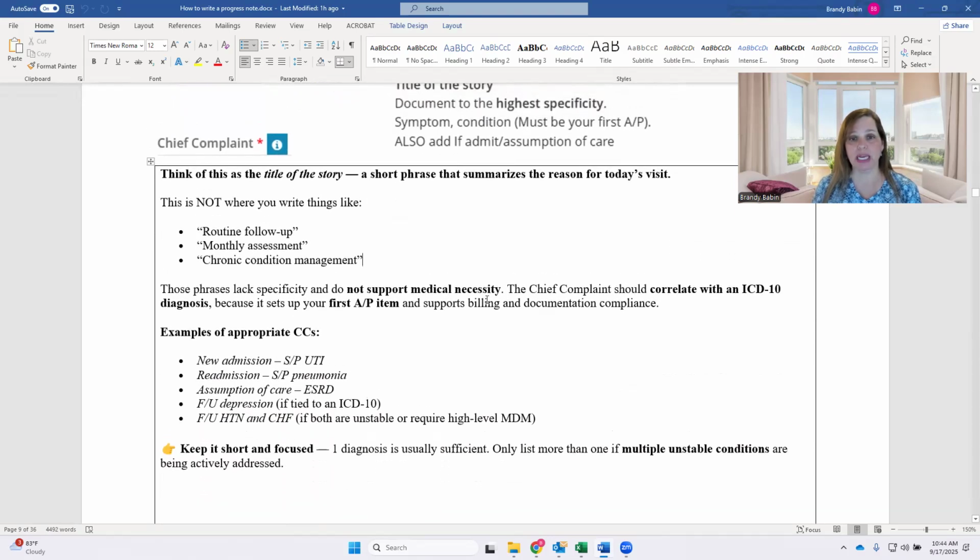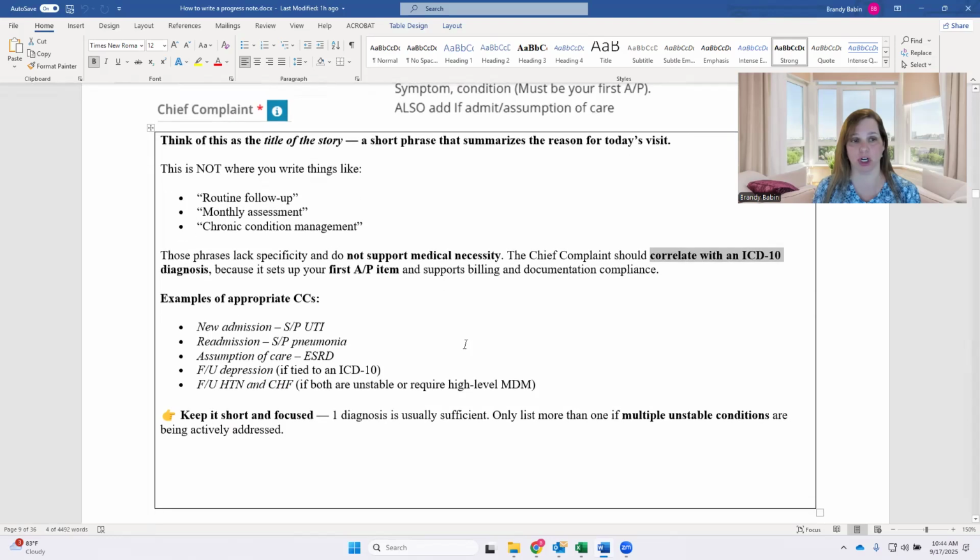So under your chief complaint, it's going to correlate with the ICD-10 code, and it's going to be your very first assessment and plan. So you see a patient, you think you're going to follow up on diabetes, but you see a blood pressure of 160 over whatever. Now your chief complaint becomes hypertension. Your first assessment and plan would be hypertension, and then your assessment would be unstable. So your chief complaint may change based on what the complaints are of the patient or based on the information that you're gathering from the chart.